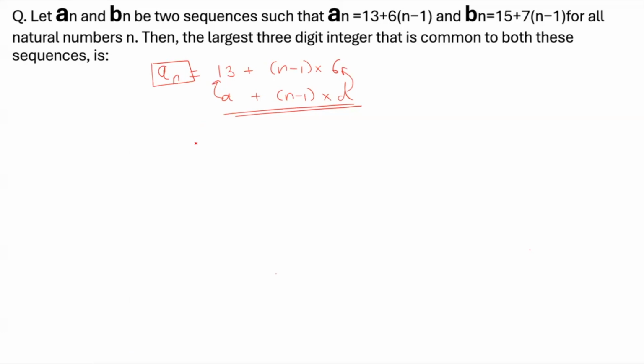So now we can generate the sequence as first term 13, and then plus 6 is 19. The next term is again plus 6, 25. Then the next term is 31, then 37, then 43, okay, 49, so on and so forth. This is your first sequence, AN.